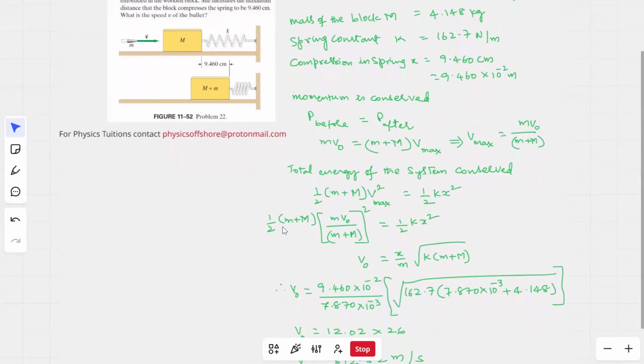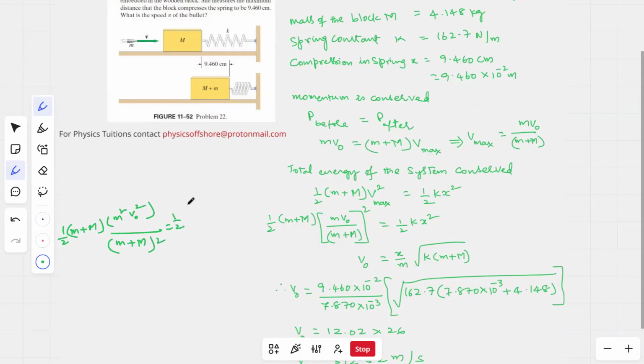So half (m plus M) times m square v naught square divided by (m plus M) square is equal to half k x square. So half goes off, and on cancellation it will become m square v naught square divided by (m plus M) is equal to k x square.